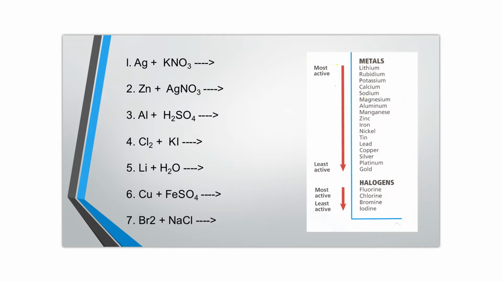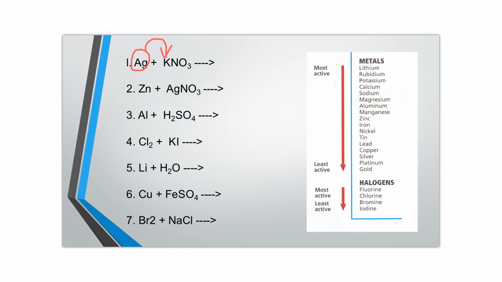So the first thing we're going to look at is this single replacement reaction right here, this first one right here. Now we said that in order for this to work, the metal, this is a metal, silver, has to kick out the other metal. In order for that to work, the silver has to be more active than the potassium. So we go over to our list and we find our two elements. Silver's right here, and potassium's right here.